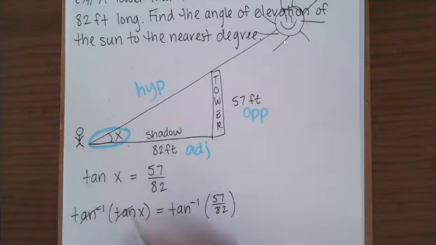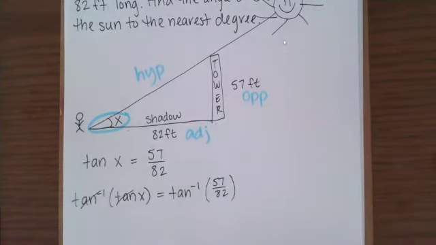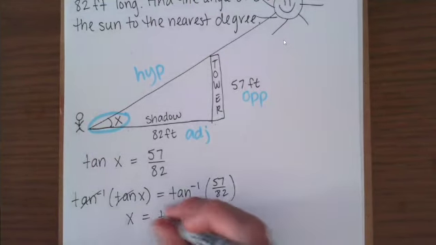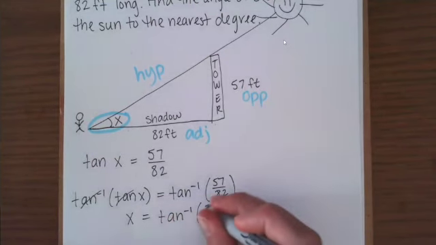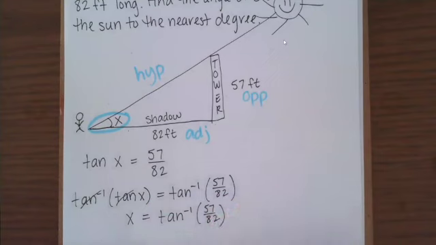These are always going to cancel out in right triangles. You don't have to worry about that. So we get x is equal to inverse tangent of 57 over 82. So in your calculator, go ahead and type in inverse tangent of 57 over 82.